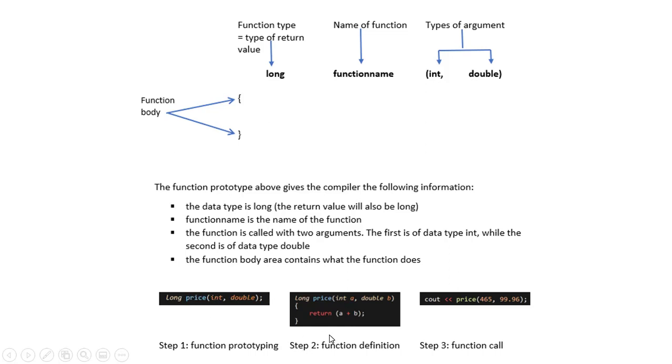Then the second step here is actually the function definition. This is where we write the code that will make the function to perform the task that it is designed to do. Then step 3 is where we actually call the function and it does what it's expected to do. In this case, we pass in some arguments based on what it was specified to do. And once again, here it is expected to take two arguments, and here we are actually passing in two arguments.